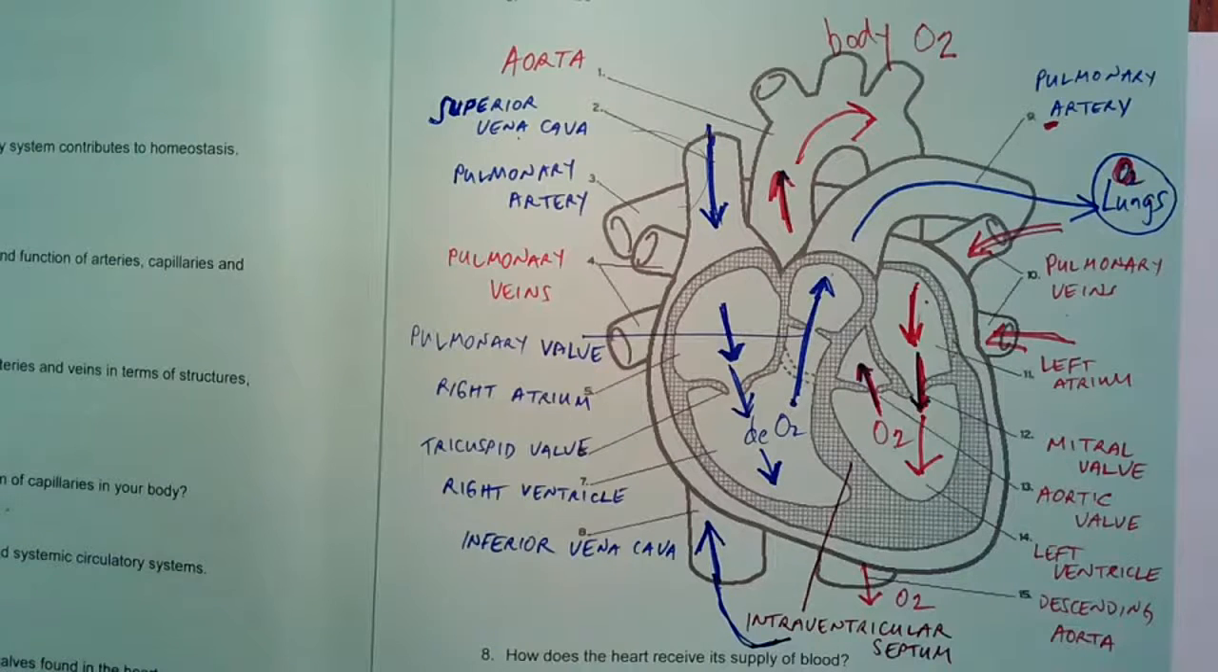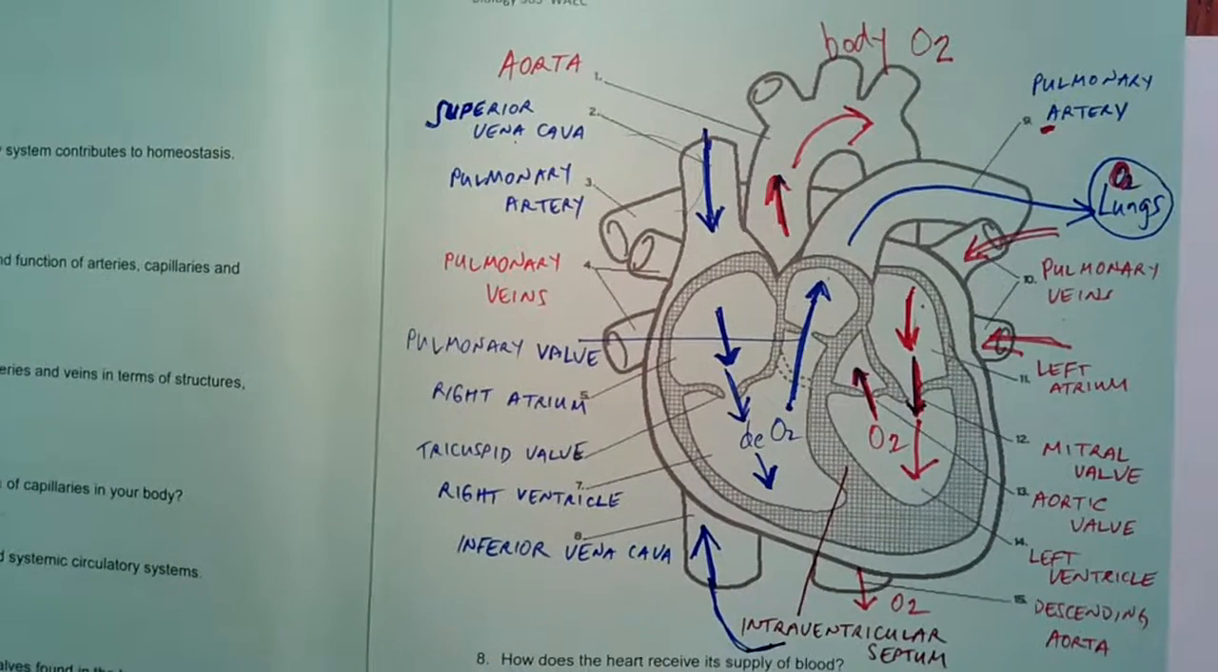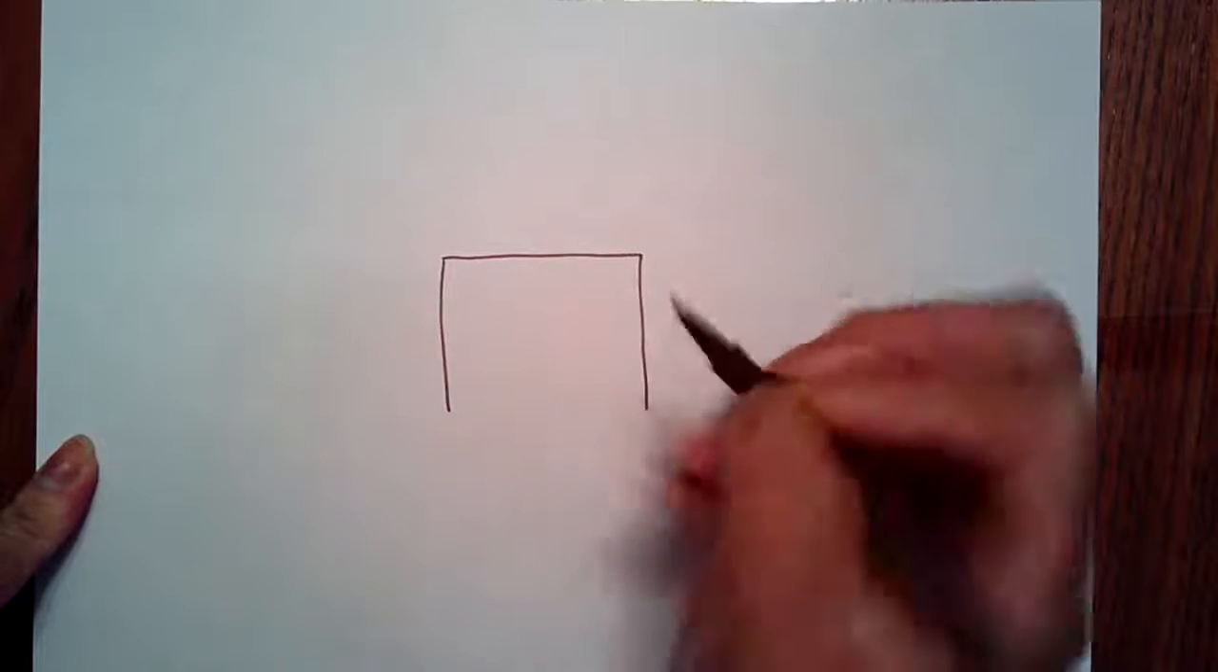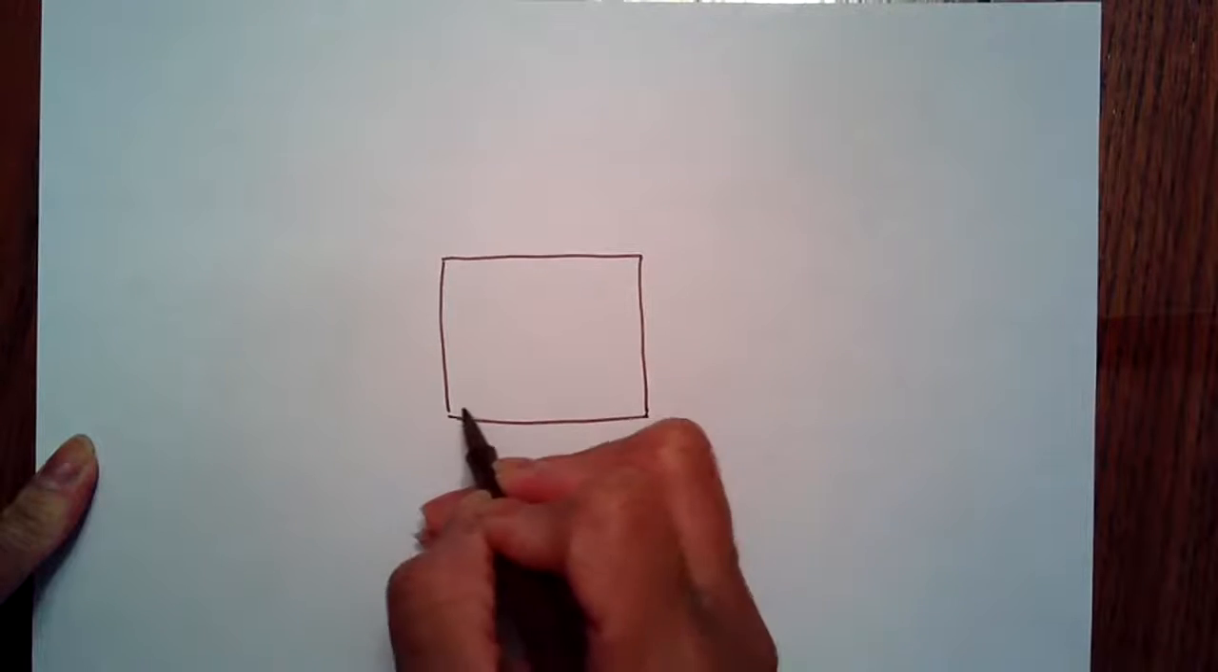I'm going to give you a simplified diagram here with my own diagram, and I'm going to draw the heart as if it is a machine. It is the most efficient machine. So I'm going to just simplify the diagram here.